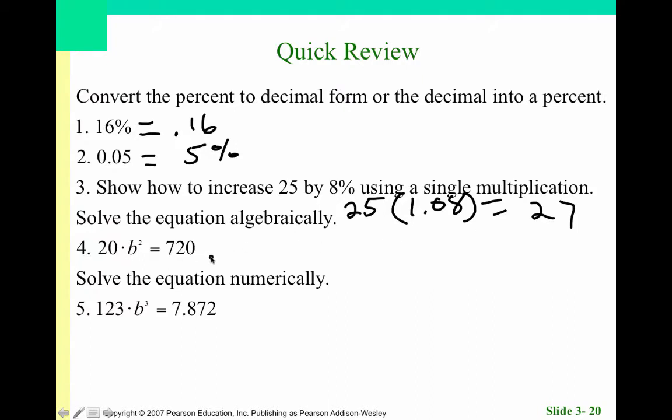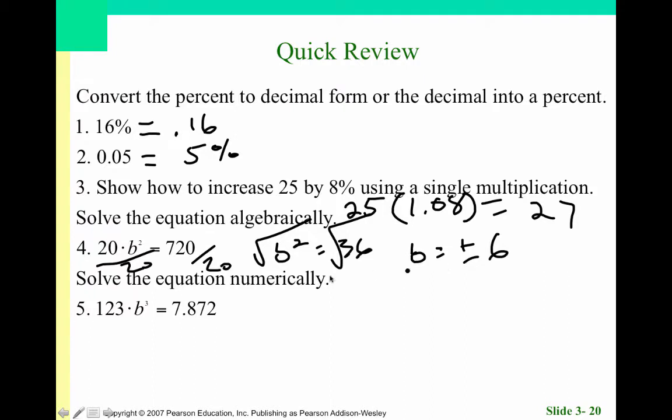Solve the equation algebraically. Divide both sides by 20. B squared is 36. Take the square root. B is plus or minus 6. The principal square root would be plus 6, but keep in mind that it could be minus.